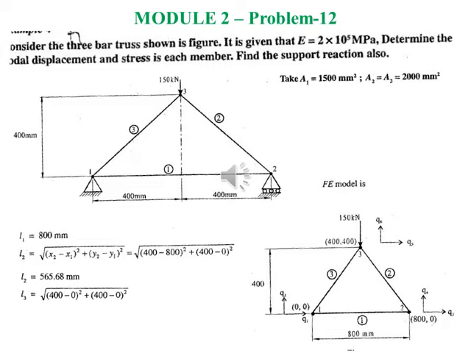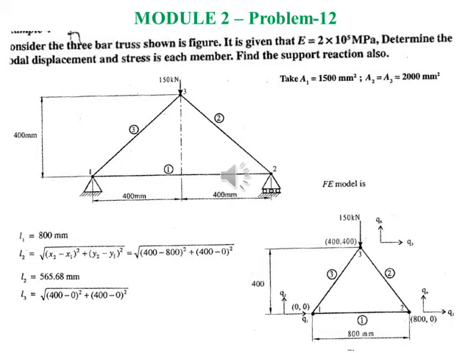So consider a 3-bar truss as shown in the figure. It is given that E is equal to 2 into 10 power 5 megapascals. Determine the nodal displacement and stress in each member. Find the support reactions. So the figure is given to us. We have 3 elements and 3 nodes. Node 1 is completely fixed. At node 2 we have movement along the x-axis, so displacement in the x-axis is allowed at node 2, whereas node 3 is completely free to move in both the x-axis and y-axis.